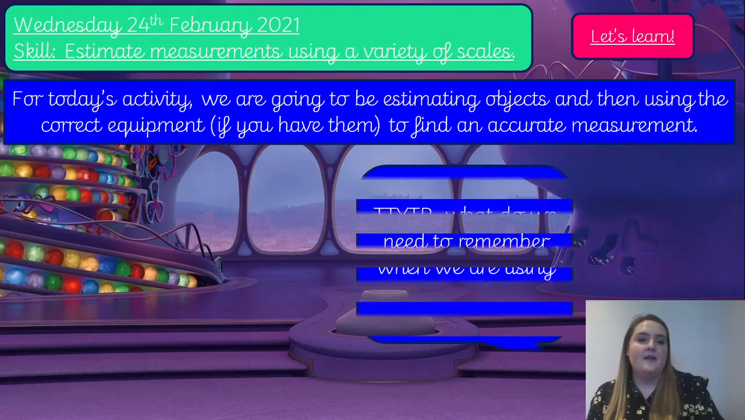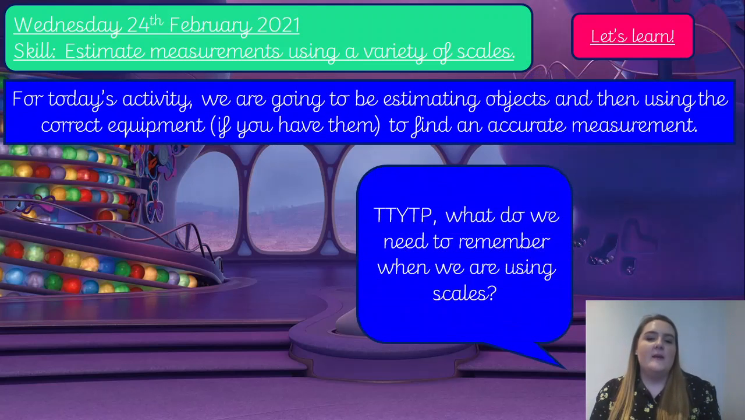Okay. For today's activity then, you're going to be estimating objects and then using the correct equipment. If you have it, if you don't have it at home, don't panic. You can just estimate. That's the main goal of today. That's our skill, to estimate. If you do have it, then you can find the accurate measurement too.